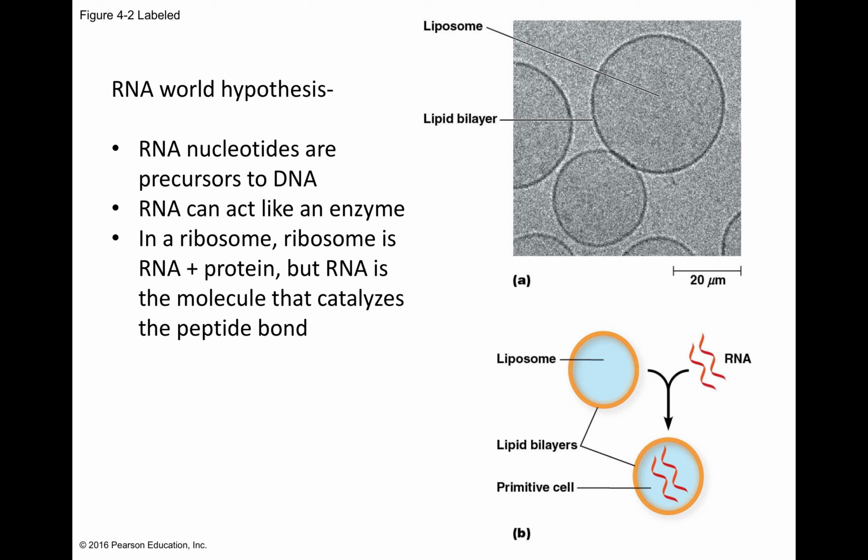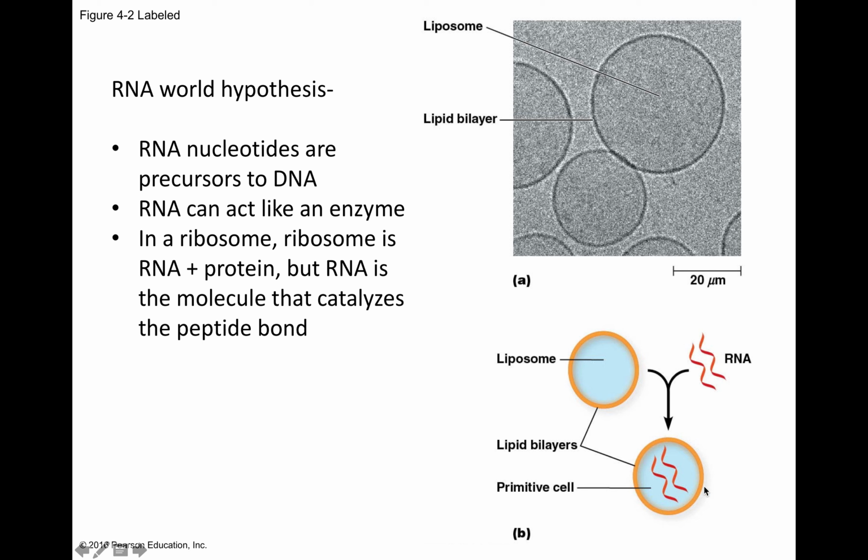These primitive cells would have been a liposome, a lipid bilayer that sets up spontaneously in a hydrophilic environment, in a water environment, and that the RNA becomes encapsulated inside this lipid environment, and now you've got an inside and an outside, and because the RNA can catalyze reactions, you can build up reaction byproducts inside the cell that is different from the concentration outside the cell.